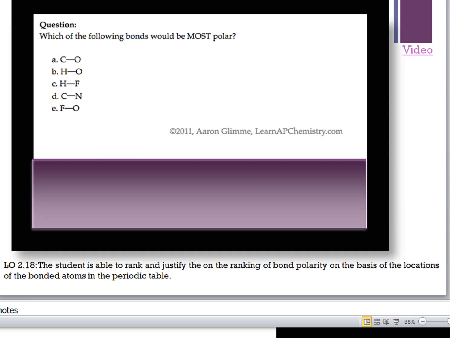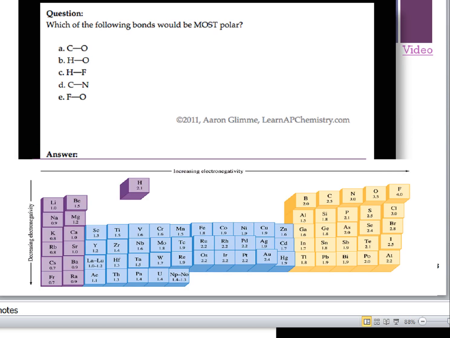So, if you have a question like this, asking which of the following bonds would be most polar, you are going to look for the values, calculate the differences in electronegativity, and then take your choice. In this example, I'm not going to give you the values of electronegativity. We need just to look at the position of the element in the periodic table and decide which of them is the most polar.